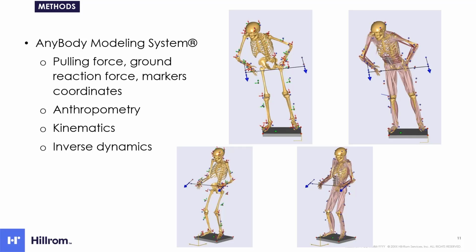For the antibody modeling, the pulling force, the ground reaction force, and the markers coordinates are the inputs for the model. The model accounted for the anthropometry of each caregiver and reconstructed the kinematics of the trial and test condition. Then in the inverse dynamics analysis, the joint forces and the moments are estimated. These are some typical screenshots of the model.